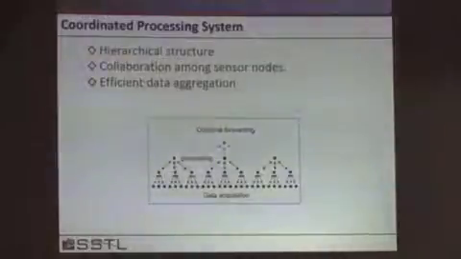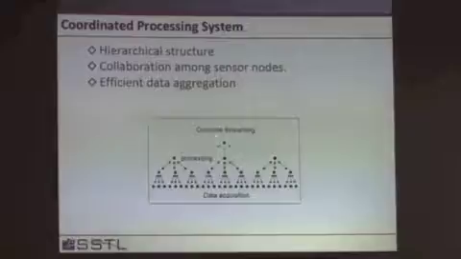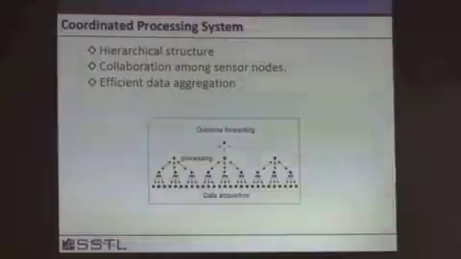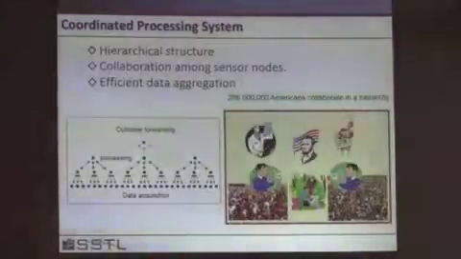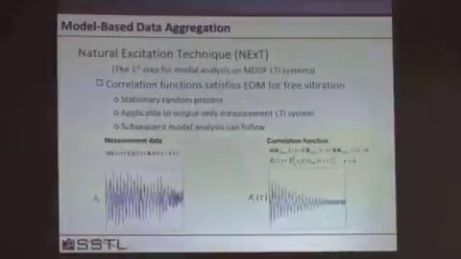So the approach that we've taken is a coordinated processing approach, a hierarchical structure where you've got layers of response, you've got groups of nodes that will do calculations and then report up to a higher level, and then there's communication back and forth. And so this also has a societal analogy where we have representative government. So this is the approach that we've taken. And I'll just show you one example of this.